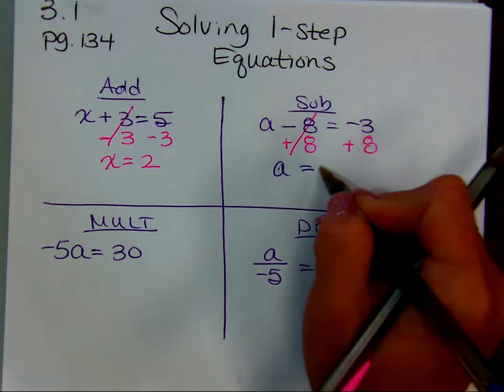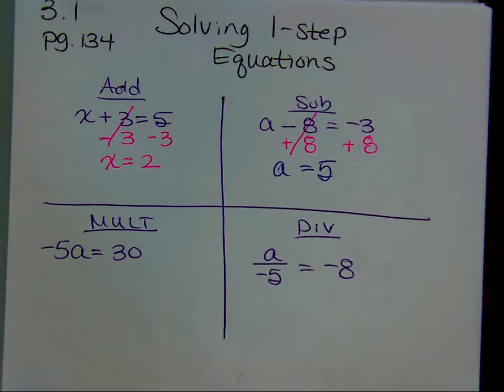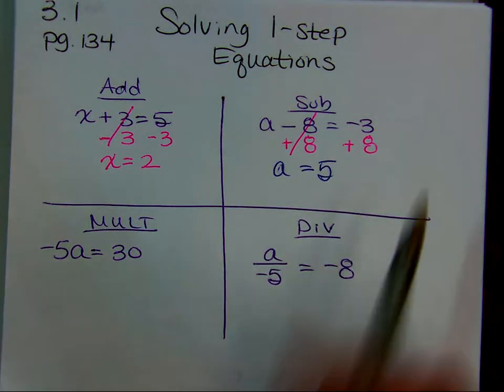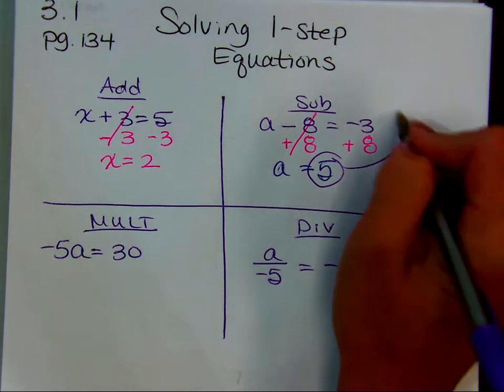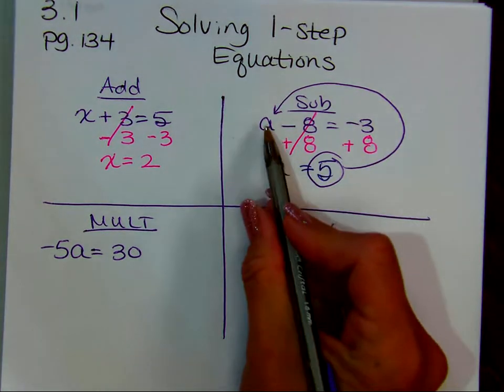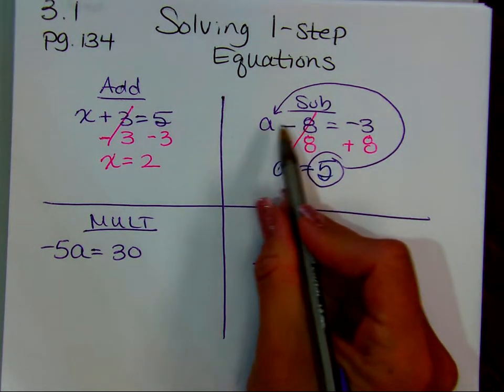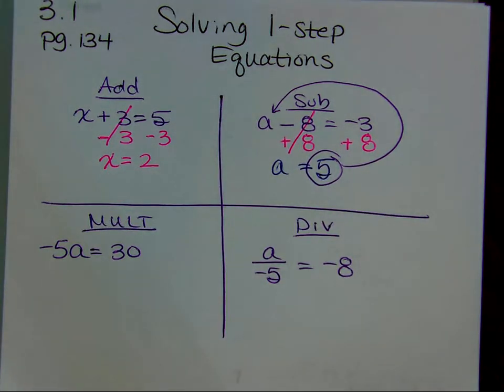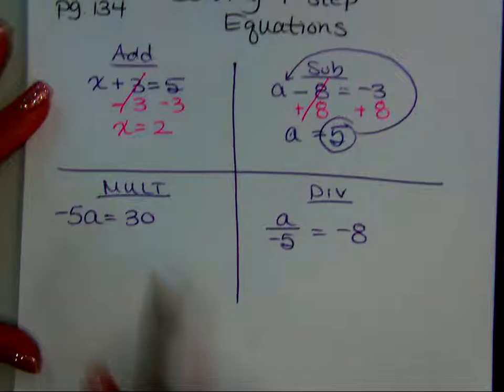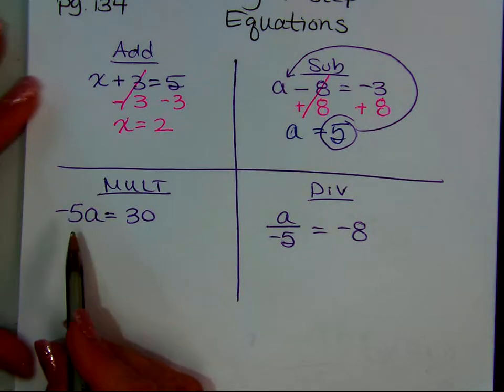So this is going to cancel out that, leaves me with a, and a positive 8 plus a negative 3 gives me positive 5. And if I needed to check my solution, I would just say, now that I know that a is 5, let's go put it back in there. And 5 minus 8, or 5 plus a negative 8, is a negative 3.